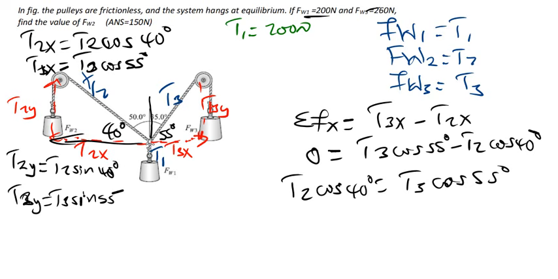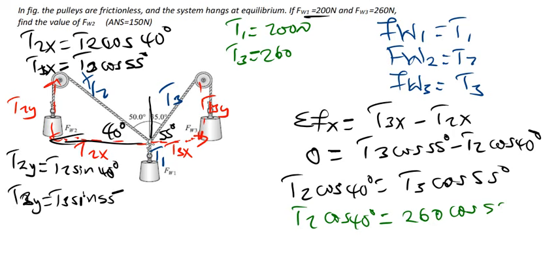If I have my FW3, which is here, meaning I have my T3. My T3 is 260 in this case. My goal is to find T2, which is FW2. So T2 cos 40 degrees is equal to T3, which is 260 cos 55 degrees. I divide both sides by cos 40 degrees, so these two cancel out.